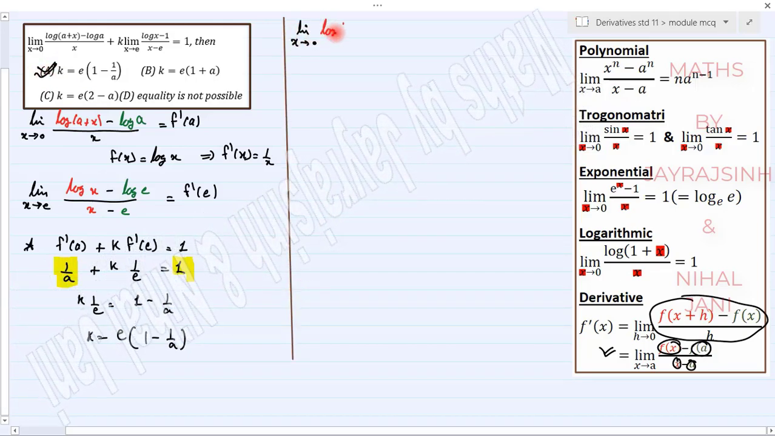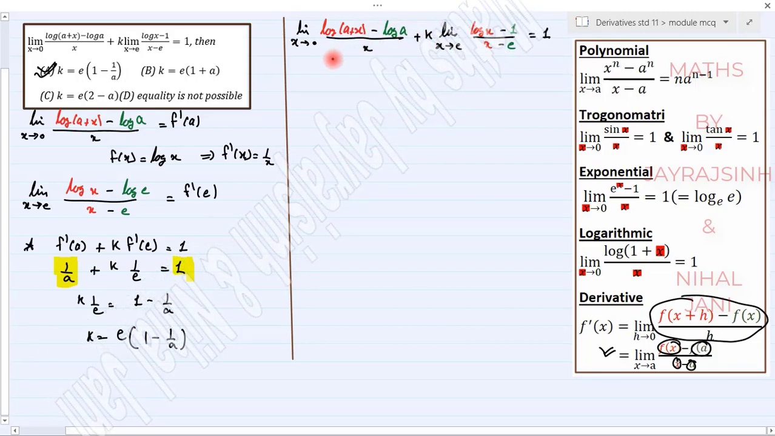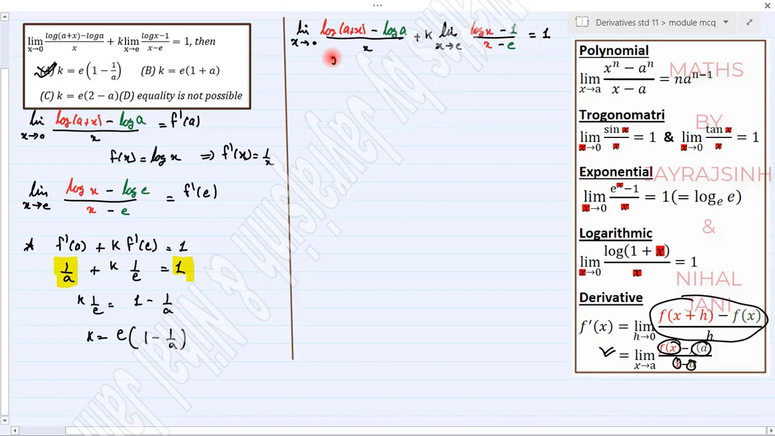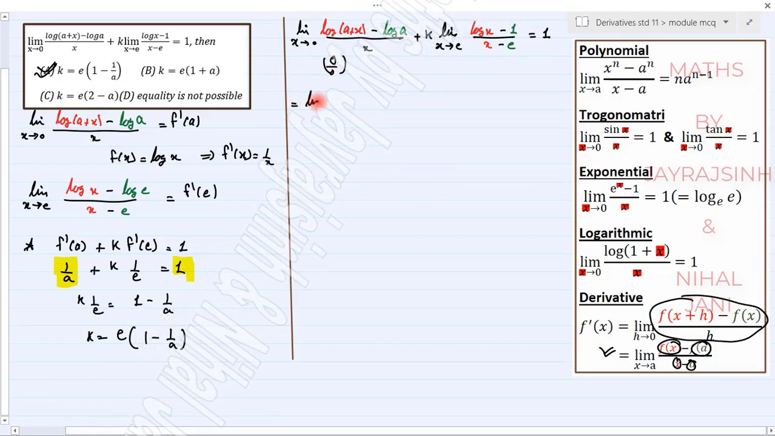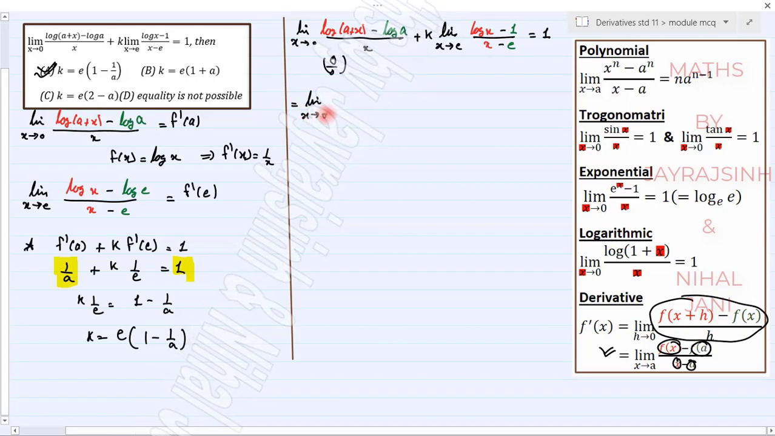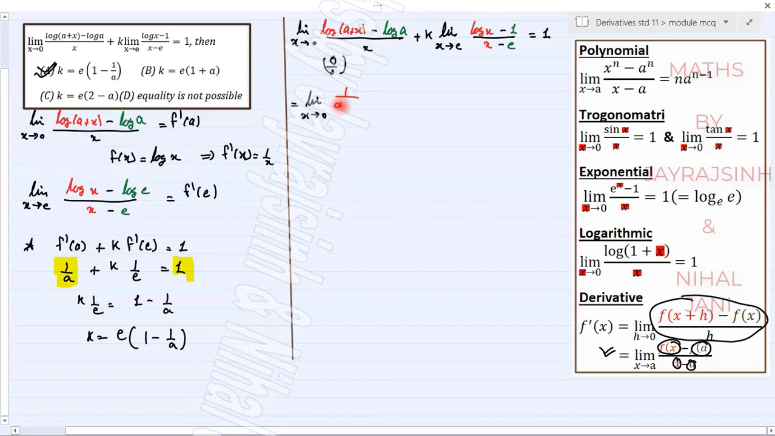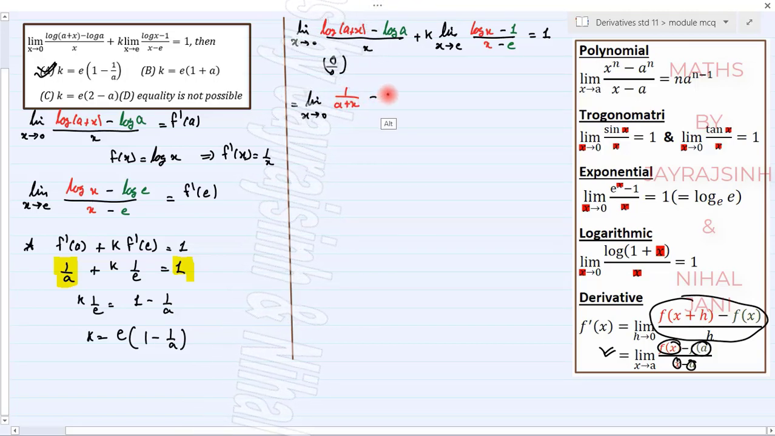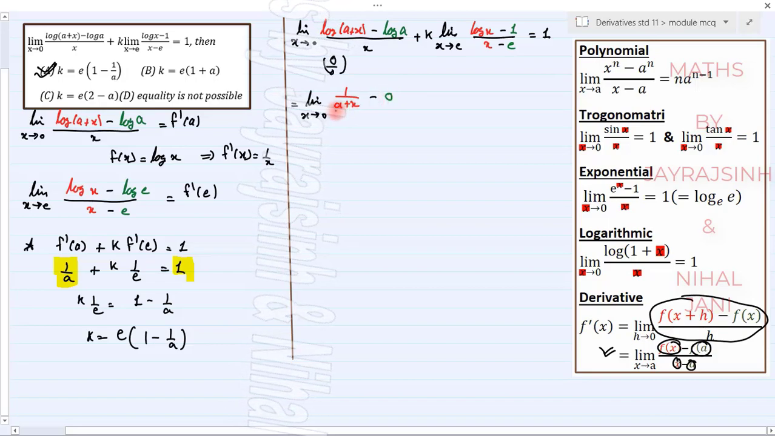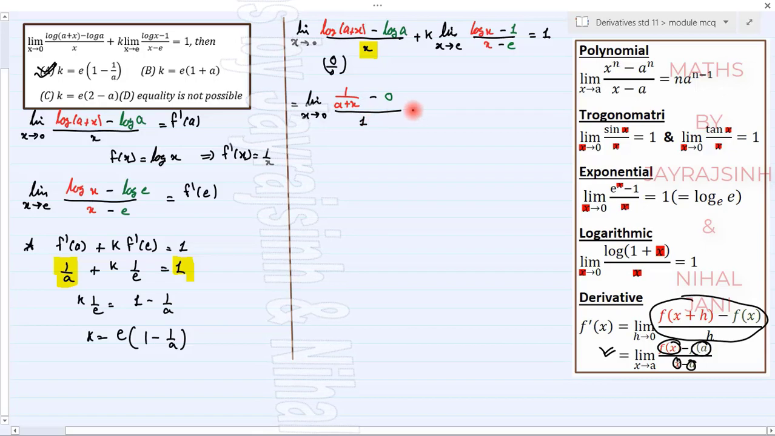Now, let's try to solve the same question using L'Hospital rule. Now, your first limit is in the form of 0 by 0, so we can apply L'Hospital rule. So we'll get limit x tends to 0. Differentiation of log(a plus x) will be 1 upon a plus x, minus differentiation of log a is 0, upon differentiation of x will be 1.